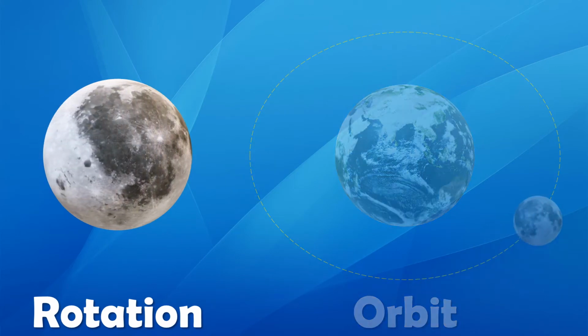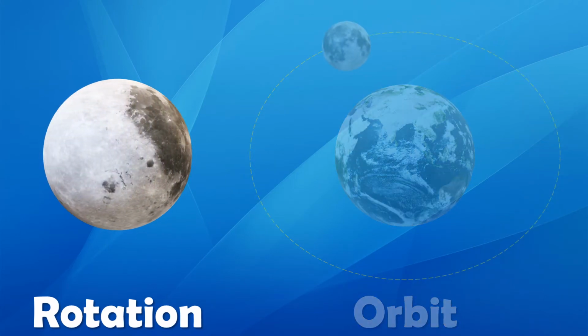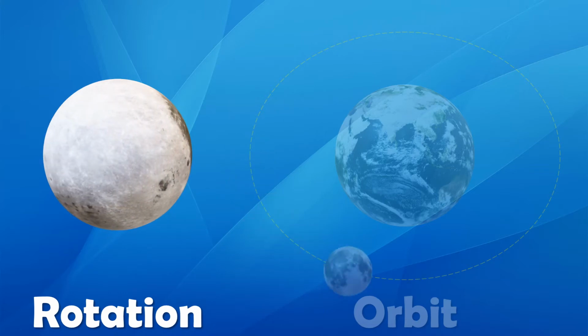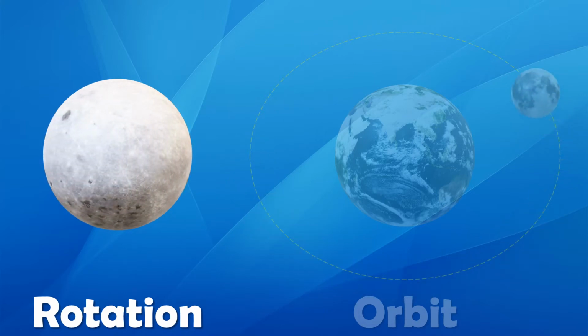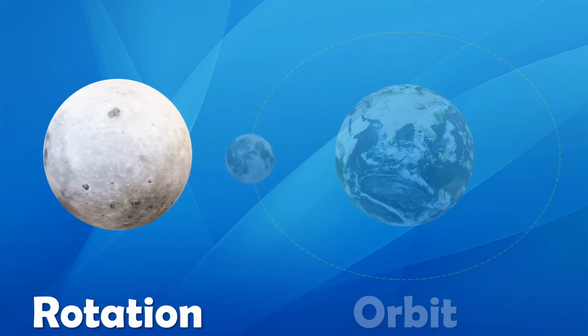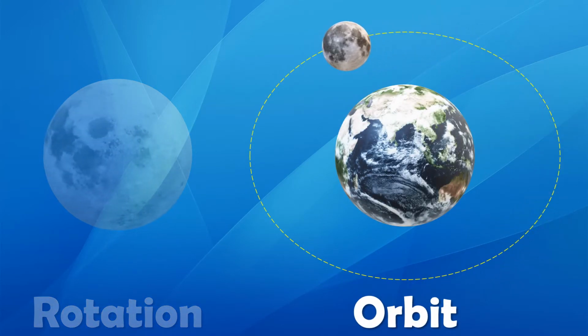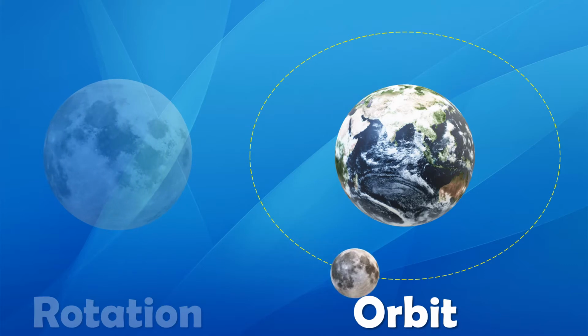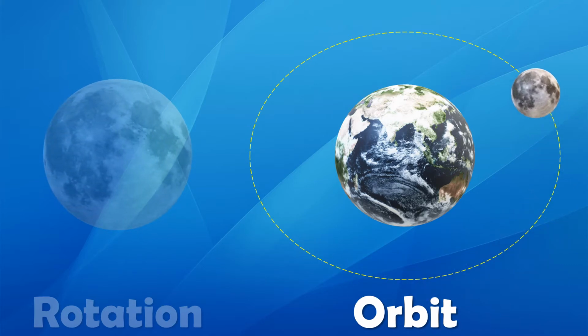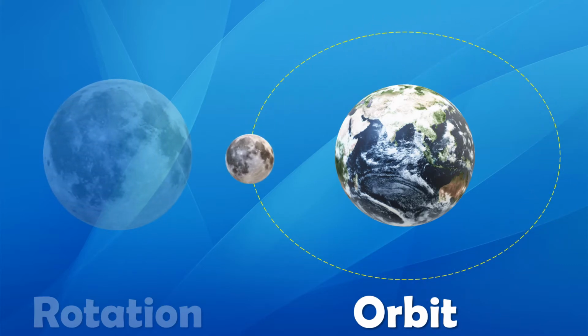Rotation is when the moon, on its own axis, completes a full spin from start point to start point. When Earth does this, it takes 24 hours. Orbit is when the moon completes a full spin around the Earth, from start point to start point. When the Earth does this around the Sun, it typically takes 365 days.